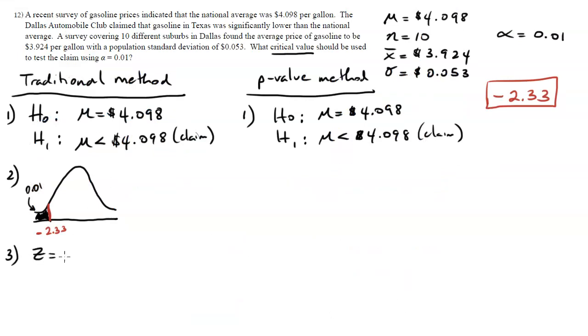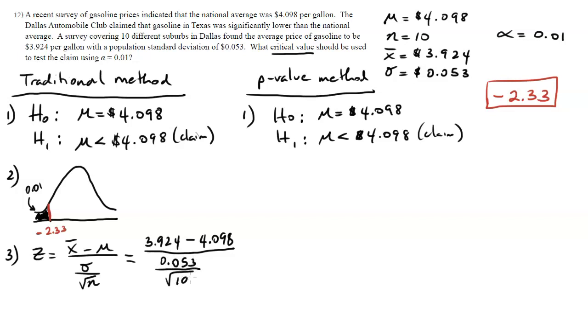So Z equals, and you can get this in the calculator too. I'll show that as well. When I'm doing the p-value method, I will show how to get this test value right from the calculator. But from here, let's use our values and do the calculation. 3.924 minus the population mean that we're talking about, divided by sigma 0.053, divided by the square root of n, which is 10. The assumption here is that this is normally distributed. I don't know if it says it here, but that's our assumption. We can assume that reasonably.